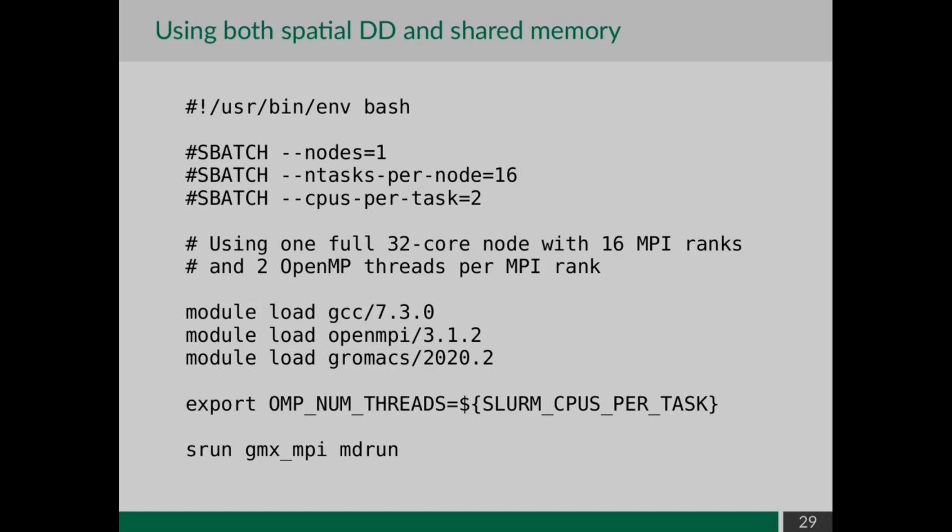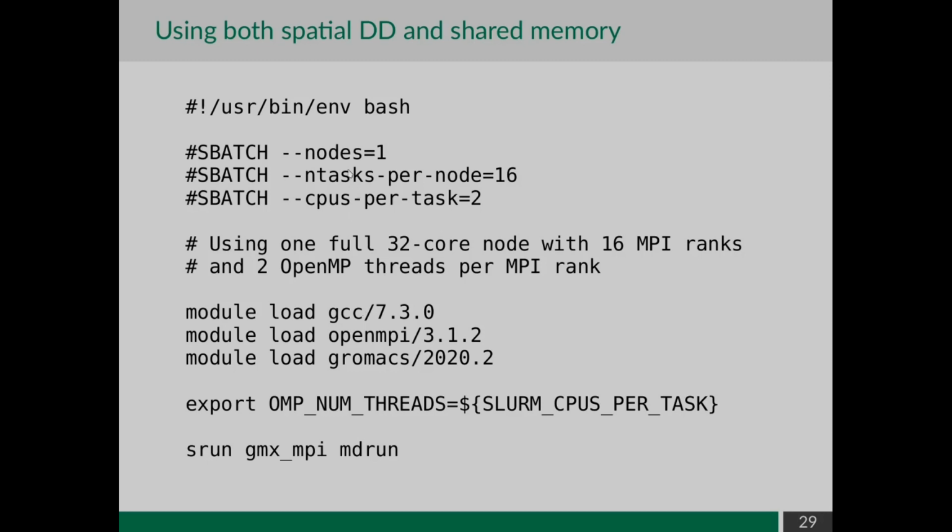Here is an example Slurm submit script, this time using both domain decomposition and shared memory. We're still trying to use a 32-core node. We want to use it fully, but this time we want both MPI ranks and OpenMP threads. And we say each MPI rank controls the same number of OpenMP threads, so we'll go with 16 MPI ranks, each controlling 2 threads, for a total of 32.